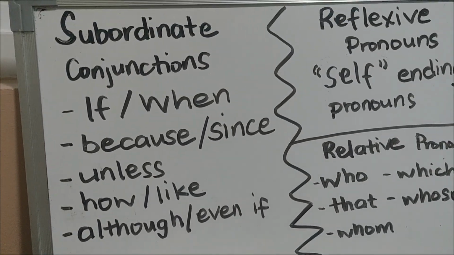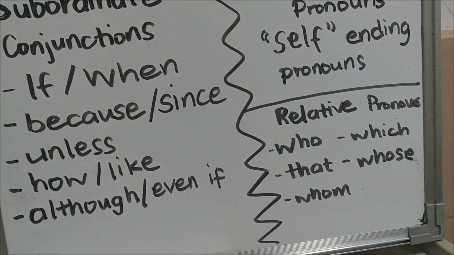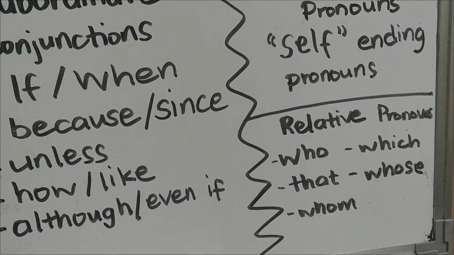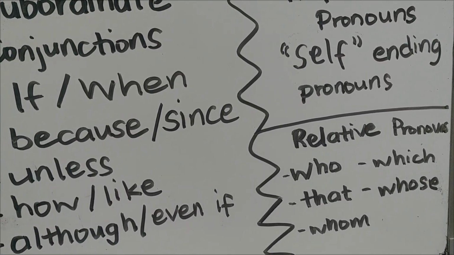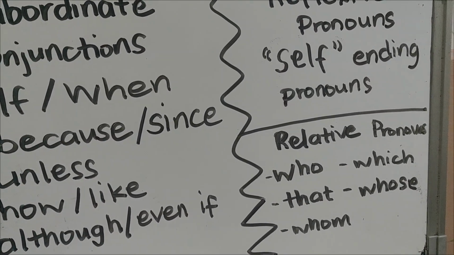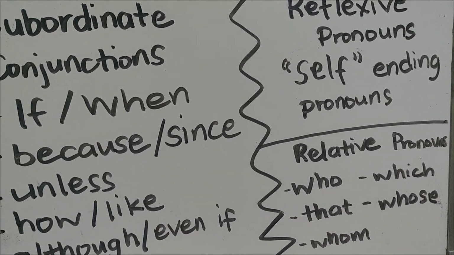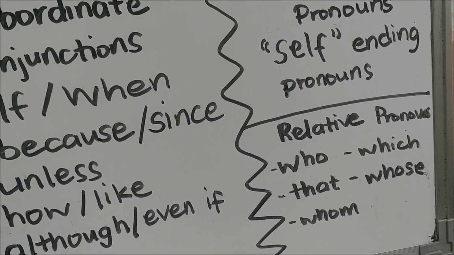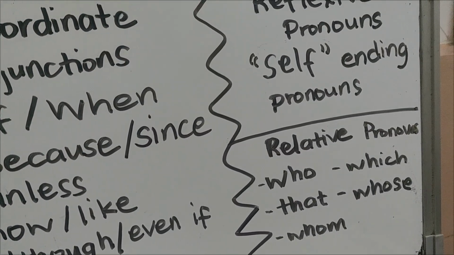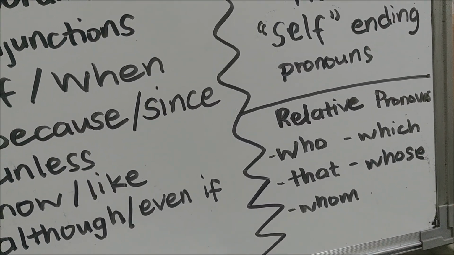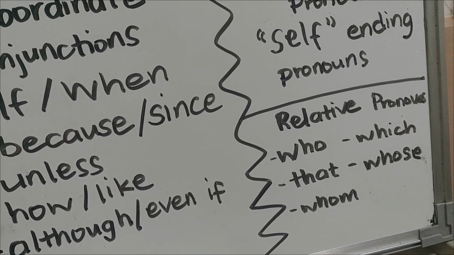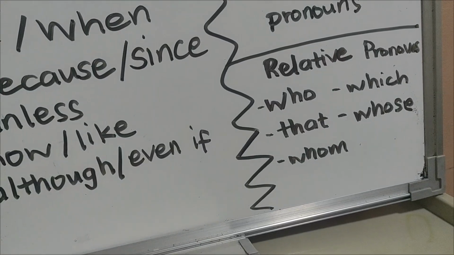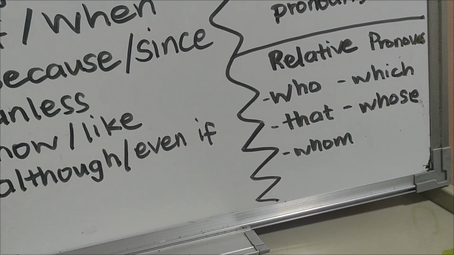Okay? Aside from subordinating conjunctions, you can also use reflexive pronouns to refer back to the subject within the clause. It cannot be in another clause. It should just be within the clause. So self-ending pronouns like myself, yourself, himself, itself, or the plural forms of those, which will be selves. And then relative pronouns as well, you can use those. So who, which, that, whose, and whom.